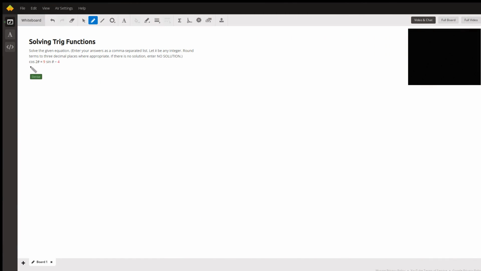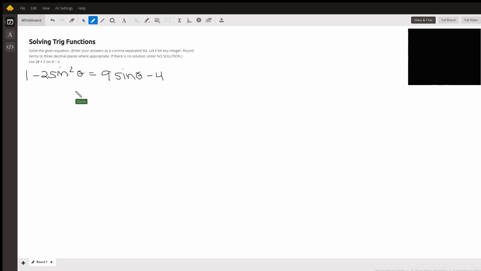Okay, the first thing we're going to do when we're solving trig functions is it helps if it's all written in the same trig function. We have cosine and sine mixed together. We can write cosine of 2 theta using our double angle formulas in terms of sine. If we substitute in 1 minus 2 sine squared theta. Okay, and then the right side, we're not going to do anything to that.